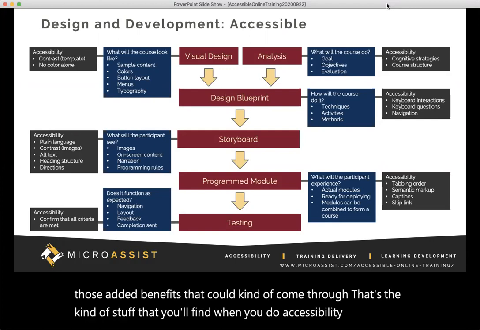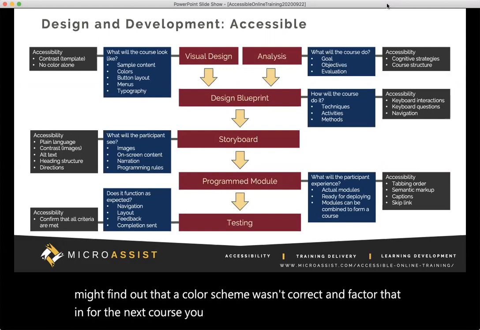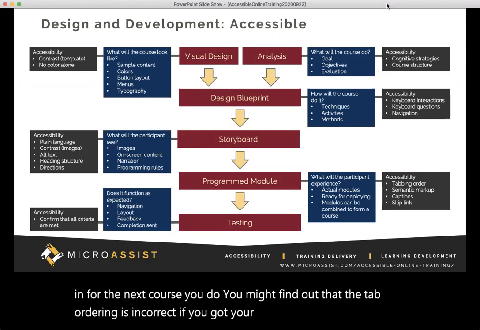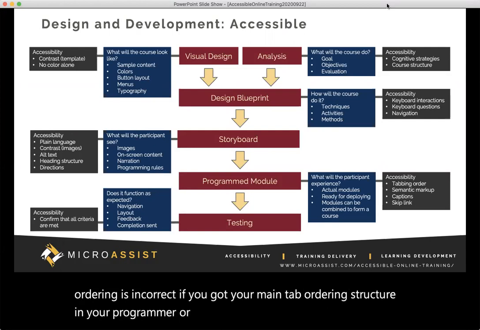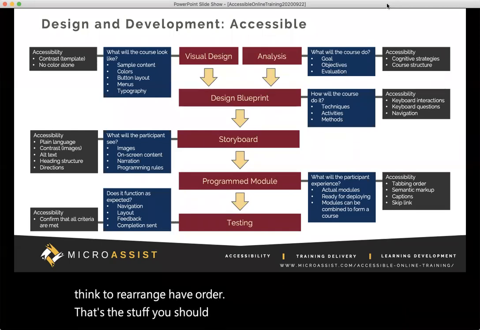You might find out that a color scheme wasn't correct. Right? Factor that in for the next course you do. You might find out that the tab ordering is incorrect. If you've got your main tab ordering structure, your programmer or you could easily have added this in at the last minute and didn't think to rearrange the tab order. That's the stuff you should be checking at the accessibility confirmation level.